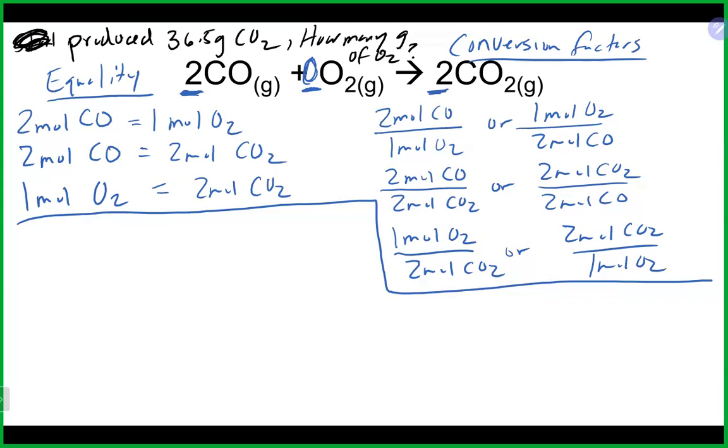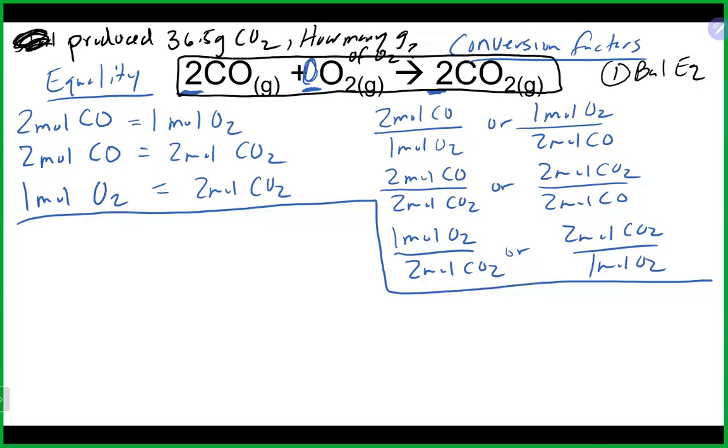Our first step, always, in a stoichiometry problem is to balance the equation. Is the equation balanced here? I'm going to say yes. This equation is balanced off the bat, so that one is good to go. Check. Number 2 is we want to convert whatever they gave us to moles. Do I need to do that in this case? I do, because we were given 36.5 grams of CO2. So I need to take the grams of CO2 into moles, right?